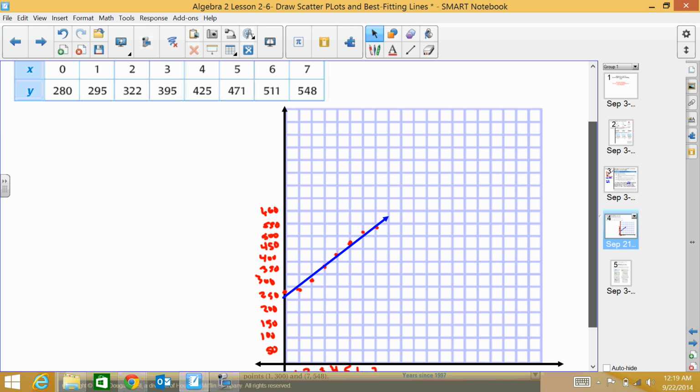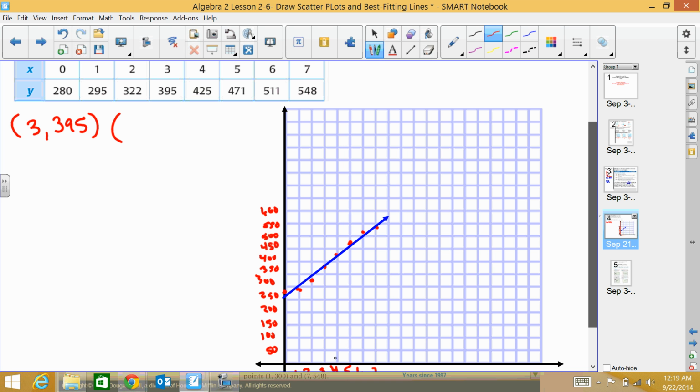Okay, the next step is to choose 2 points on your line. These 2 points right here pretty much fell on my line, so I'm going to use those 2 points. That would be 3, 395, and 4, 425.